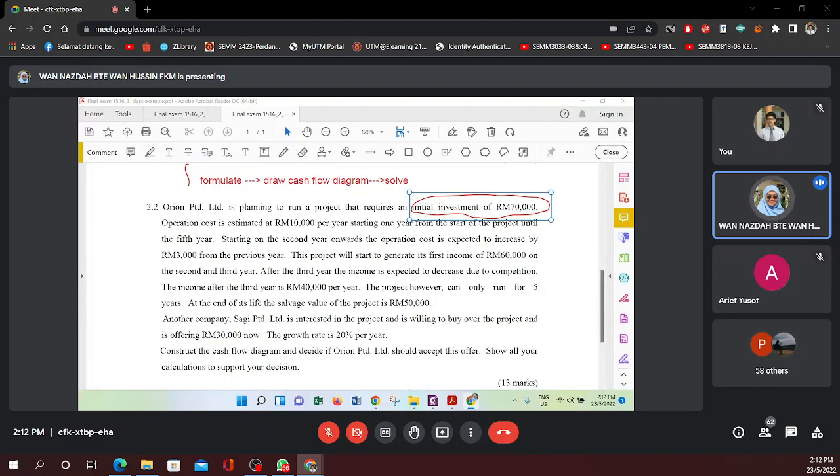Okay, thank you, Prem. Alright, that's good. Okay, sambung. Arif Yusof, bukan Arif Irfan. Ya, Doktor. Arif Yusof, lepas tu, our next cost is operation cost, 10,000 per year, starting year one from the start of the project until the fifth year. So how can you draw this one?